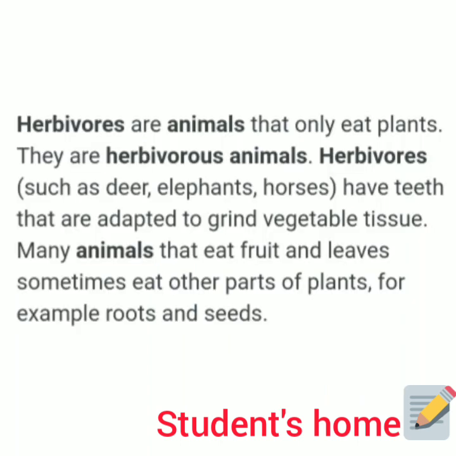So class, now we are going to start with our first topic, that is herbivores. As you can see in the picture, it is written, herbivores are animals that only eat plants. They are herbivorous animals. Herbivores such as deer, elephants, horses have teeth that are adapted to grind vegetable tissues. Many animals that eat fruit and leaves sometimes eat other parts of the plant, for example, roots and seeds. So, herbivores are those animals who only eat plants and plant parts.